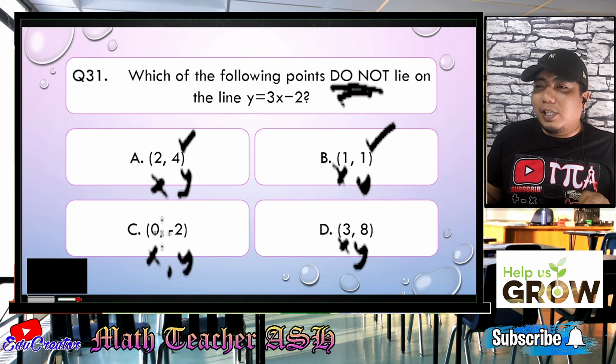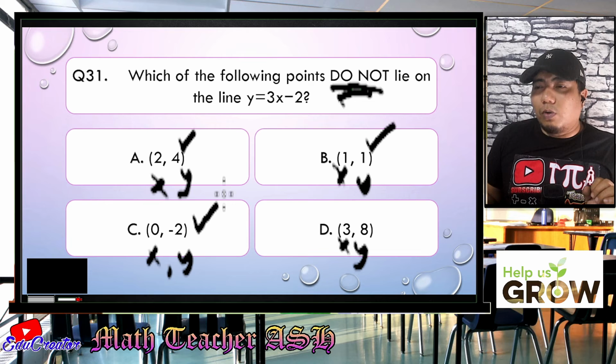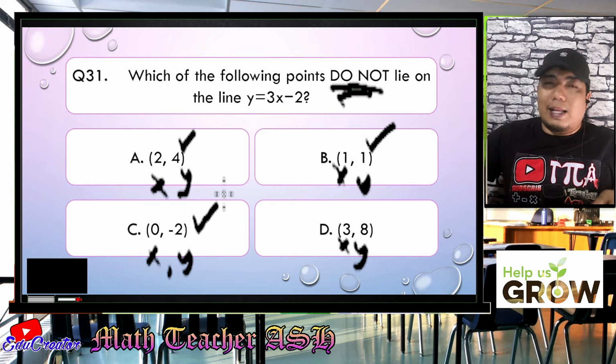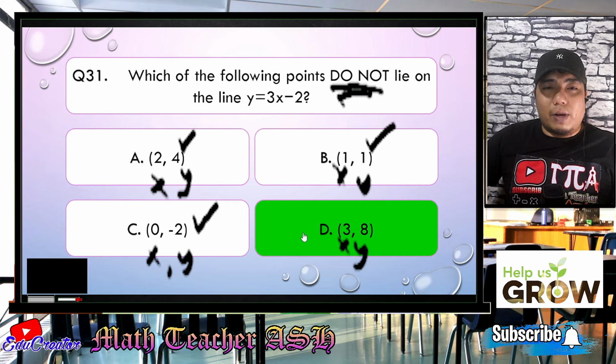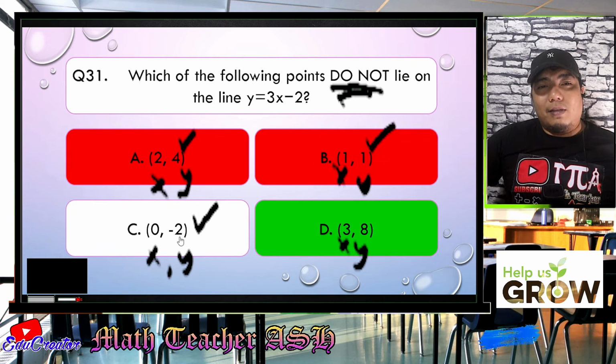How about letter C? 0 and negative 2. If x is 0, so 3 times 0 is 0. 0 minus 2, that would be negative 2. This is also correct. So automatically, the correct answer for our problem is letter D. Alright, let's check whether we are correct. Alright, we are correct, my dear math learners.